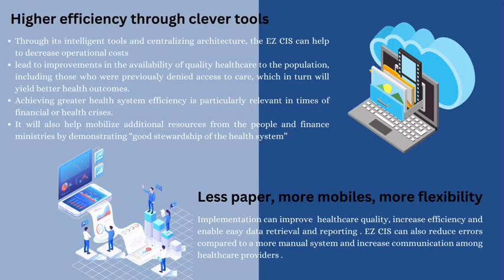The first one is higher efficiency through clever tools. With its intelligent tools and centralizing architecture, the easy CIS can help decrease operational costs. It leads to improvement in the availability of quality healthcare to the population, including those who were previously denied access to care, which in turn will yield better health outcomes. It can also achieve greater health system efficiency, particularly relevant in times of financial or health crisis.